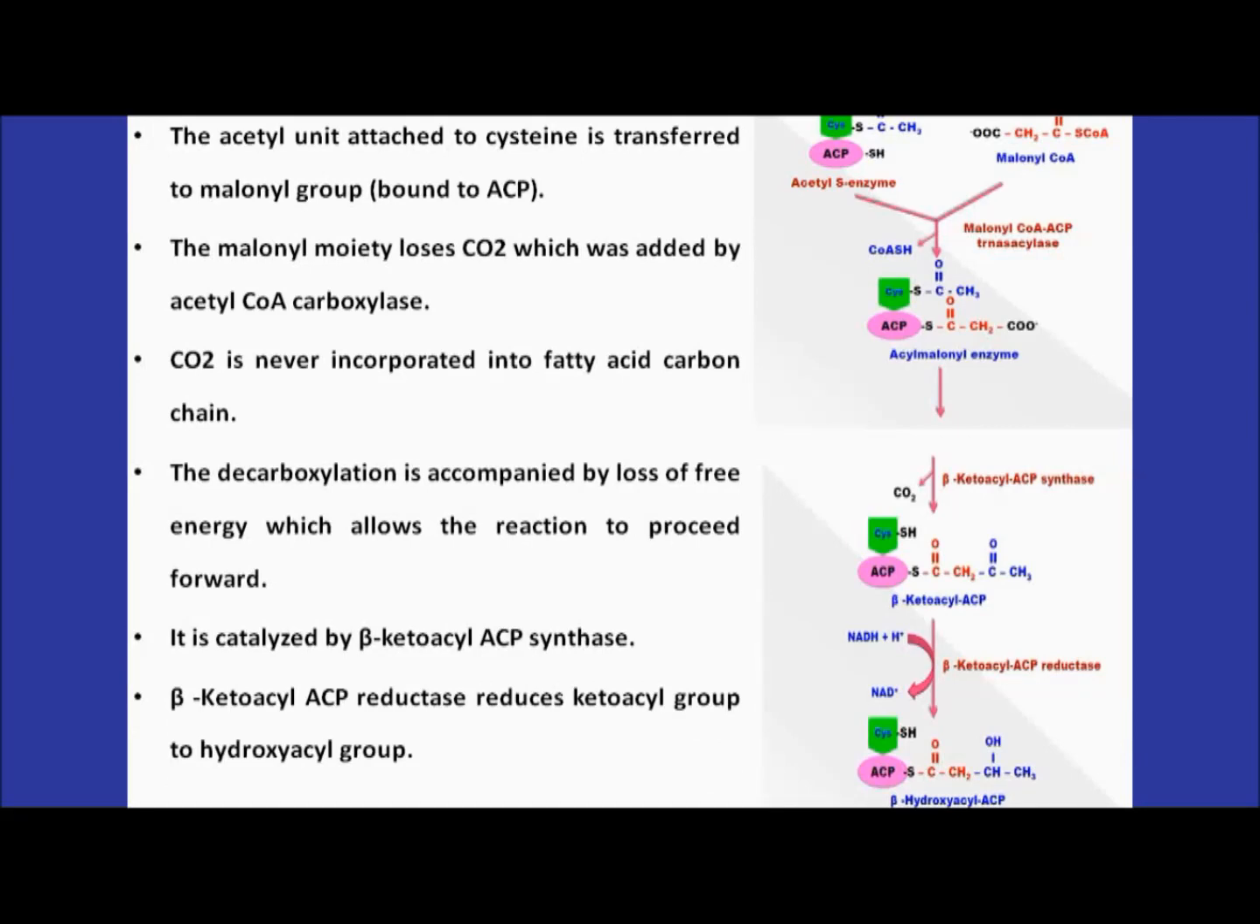This beta ketoacyl ACP reductase reduces the ketoacyl group to hydroxyacyl group. So this is the reaction you can see here on the right side of this slide. You can see here the reactions. And finally, for this reaction, the reducing equivalent is supplied by the NADPH. So from the NADPH, it is going to get the reducing equivalent.